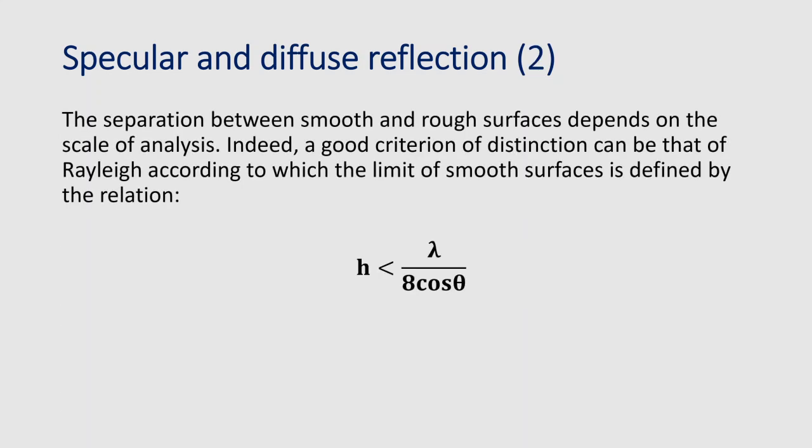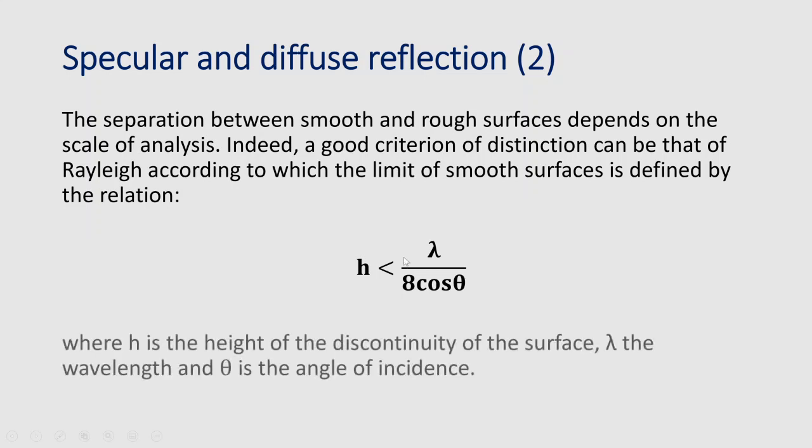So, considering this Rayleigh criterion, it is possible to identify surfaces that are smooth, and so they are behaving as specular surfaces.